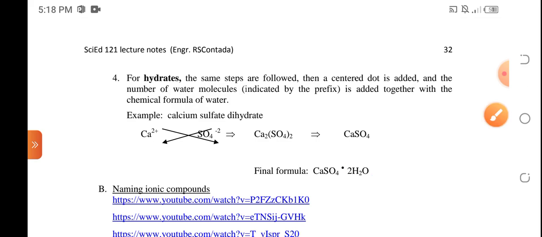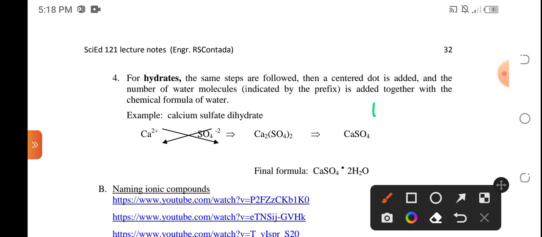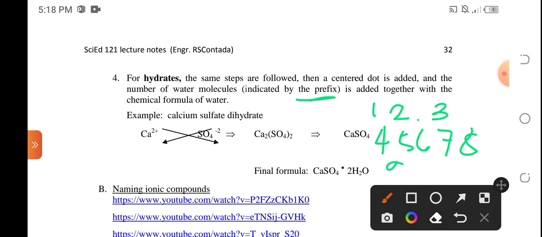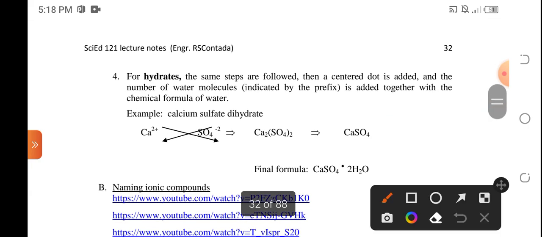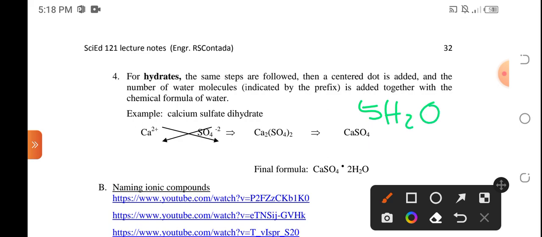Okay? Ulitin natin. 1 is mono, 2 is di, 3, ang prefixes na gagamitin natin ay tri. So 4 is tetra, 5 is penta, 6 is hexa, 7 is hepta, 8 is octa, 9 is nona, and 10 is deca. Okay, so those are the prefixes. So kung makakakita kayo ng 5H2O, this one would be named as, this is pentahydrate.